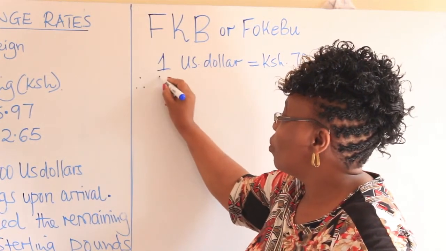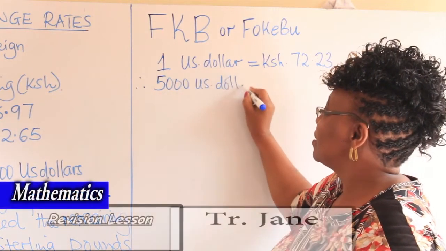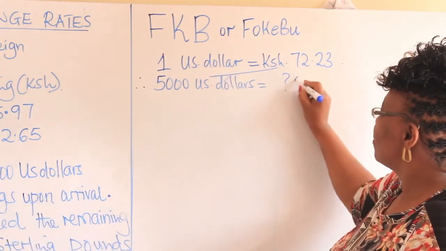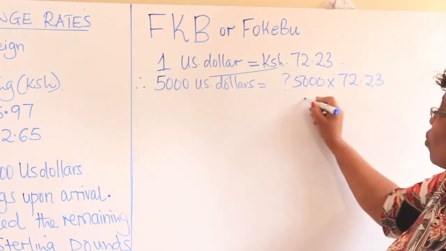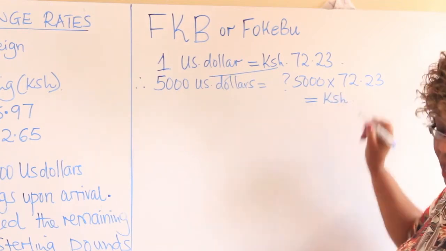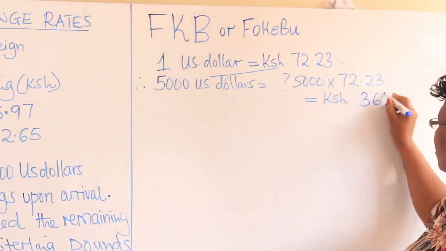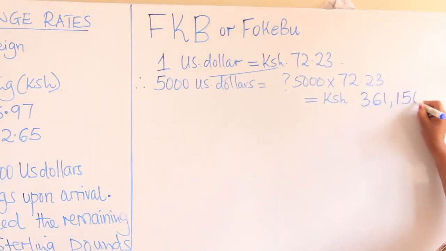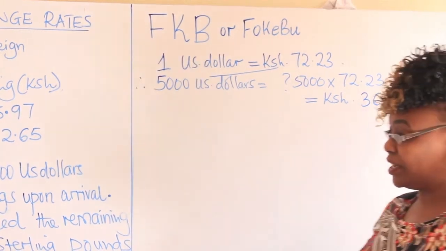Therefore, what about 5,000 US dollars? You multiply 5,000 times 72.23. What will you get? How many Kenya shillings are these? If you multiply that out, you get 361,150. So he now has the money in Kenya shillings.